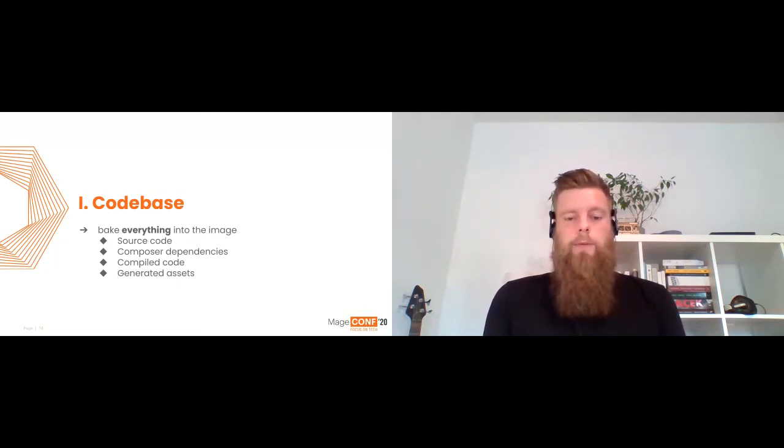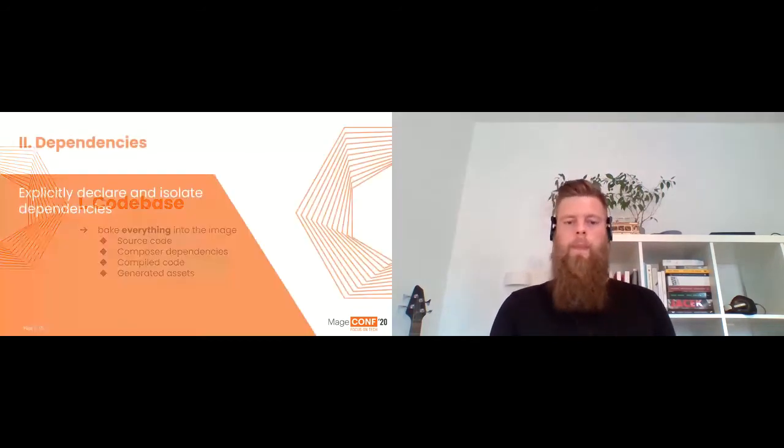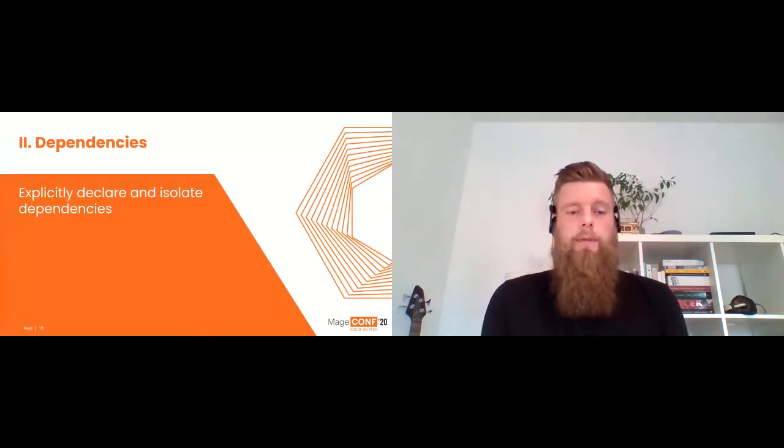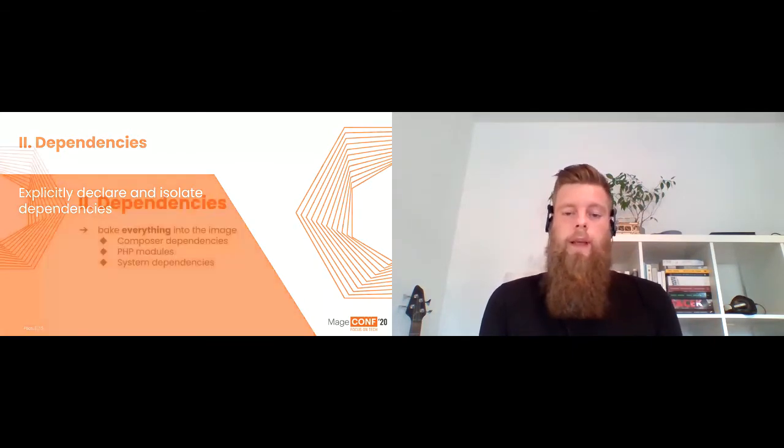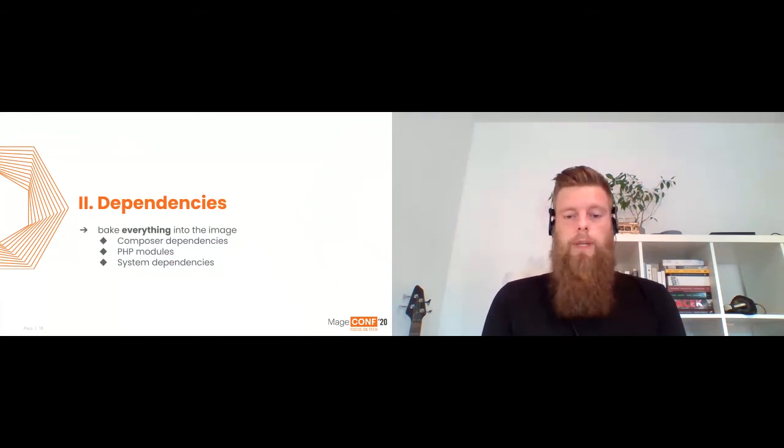So to achieve that, we need to bake everything into the image. This means source code as well as composer dependencies, but also compiled code and generated assets. Number two, dependencies. We need to explicitly declare and isolate dependencies. We get this in Magento by design, which is very nice. We just need to make sure that composer dependencies are installed into the image, as well as that we have installed PHP modules, any system dependencies that are required.